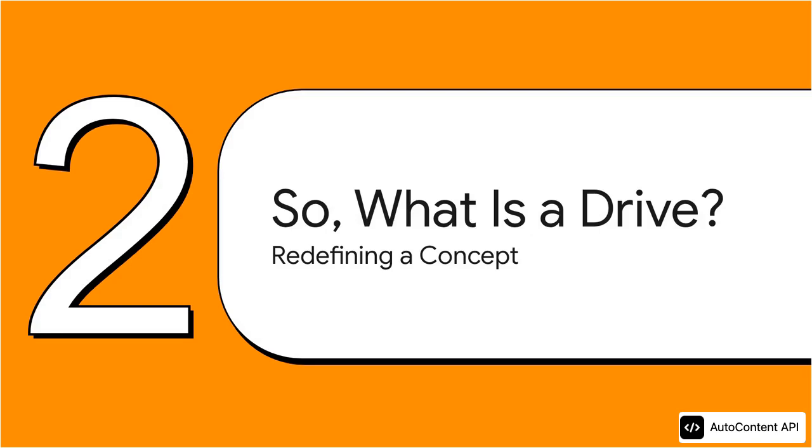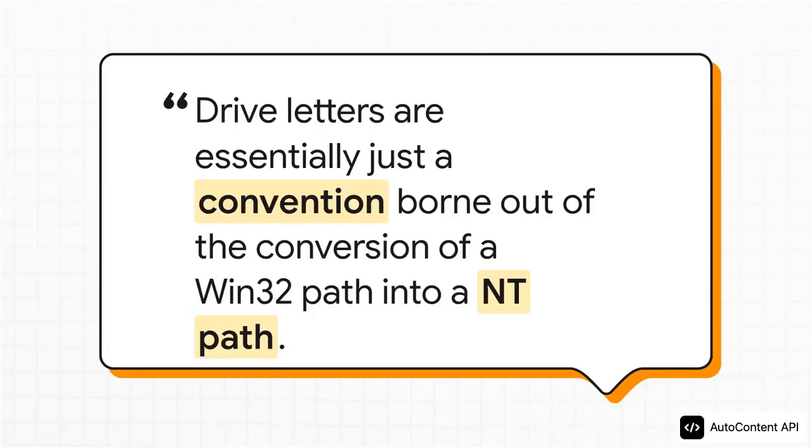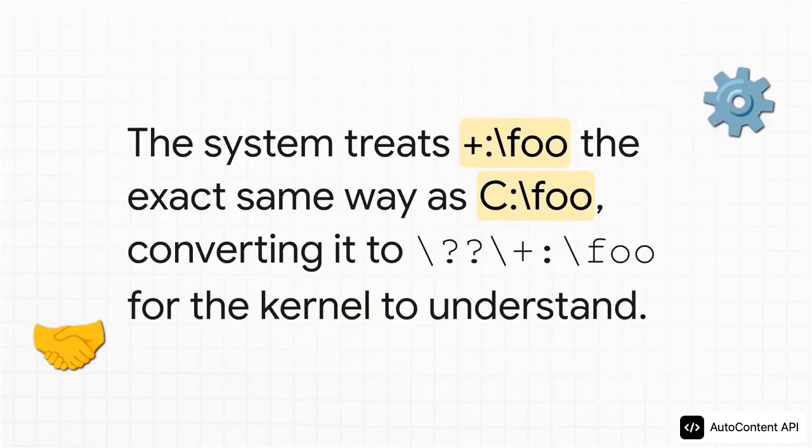If C is just a convenient label, then what actually makes something a drive? We have to kind of redefine what we thought we knew. When you boil it all down, drive letters aren't some hard-coded law of Windows. They're just a convention, basically a habit, that grew out of that translation process we just talked about. The system is designed to look for a certain pattern, but what's inside that pattern is way more flexible than we've been led to believe. You see, when that translation API sees a path like +/foo, it doesn't panic. It follows the exact same logic it would for the C drive. It just slaps the \??\ prefix on the front and hands it over to the kernel. To the kernel, C and plus are just names to look up in its map.